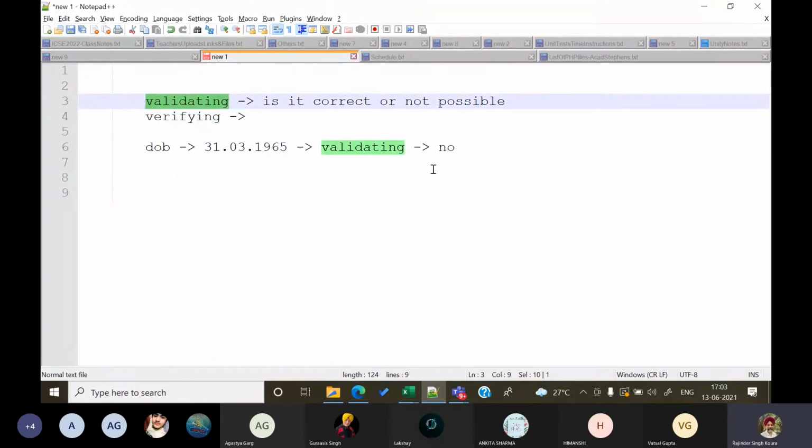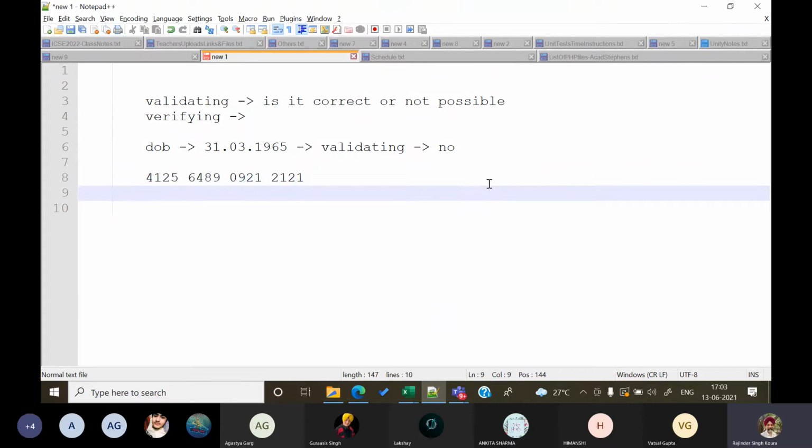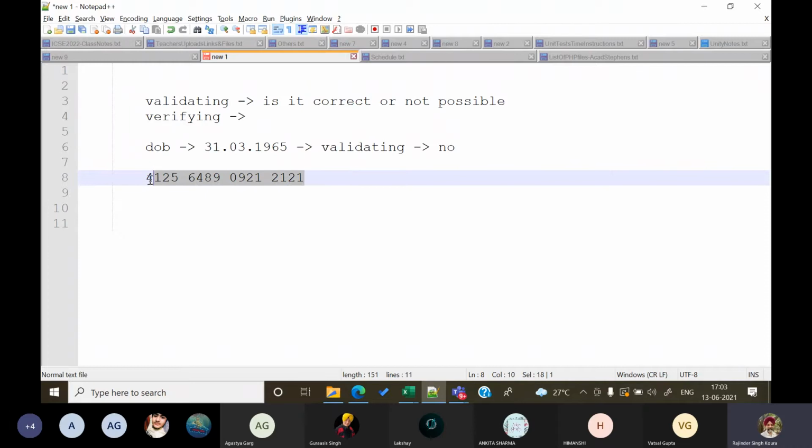Now the same thing happens when you are entering a credit card on a website. When you're buying something online and you say, okay, this is my number, 4125 6489092121, something like this. So I enter this credit card number. First of all, the system will check whether this is possible. Is this even correct or not?